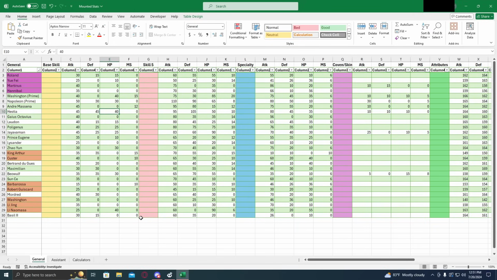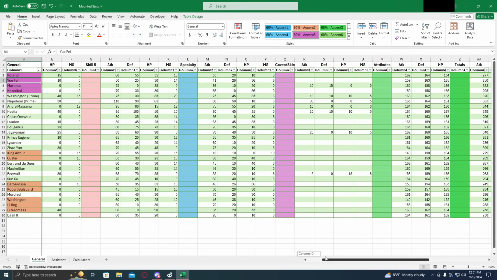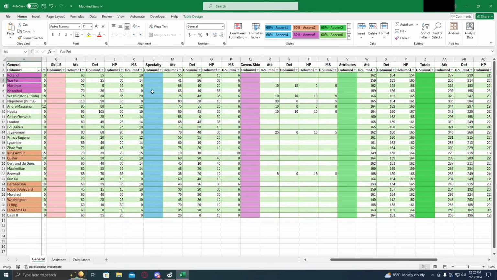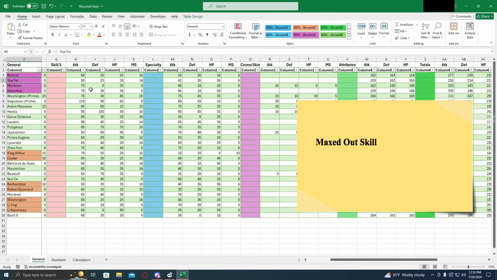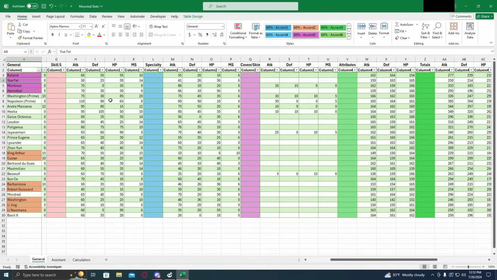Okay, now let's talk about Martinus, Hannibal, and Roland. And let's also talk about Yuffie. The things we're considering for mounted generals, we're going to consider their maxed out specialty because we're looking at the free generals, and it's a very doable thing to do, and it's what you should be striving for. Because part of being a free player is you have to think ahead.